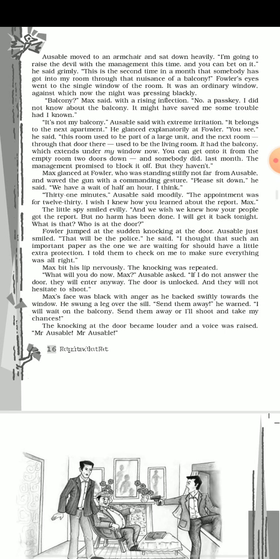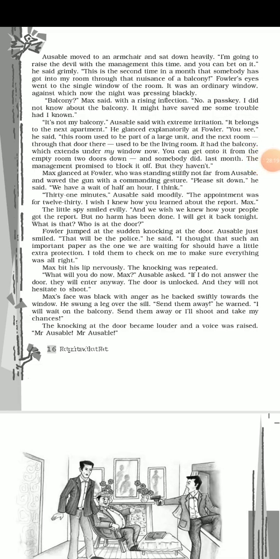So he said that we already have waited for half an hour, and he asked him to sit down on that place. "31 minutes," Ozable said moodily. It means, in a quite tricky manner again, he said not half an hour, 31 minutes. The appointment was for 12:30. "I wish I knew how you learned about the report." Max, the little spy, smiled evilly. "And we wish we knew how your people got the report. But no harm has been done. I will get it back tonight. What is that? Who is at the door?"